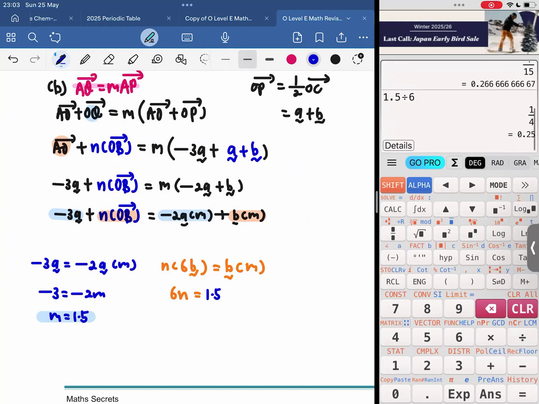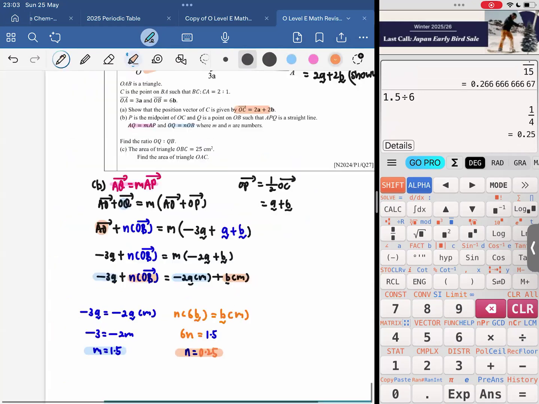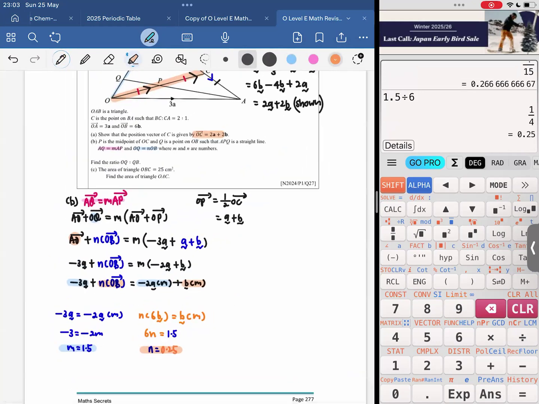1.5 divided by 6. So my N is actually 0.25. So this is the answer for M and N. Okay, so from this one here, let's recap what did we do?